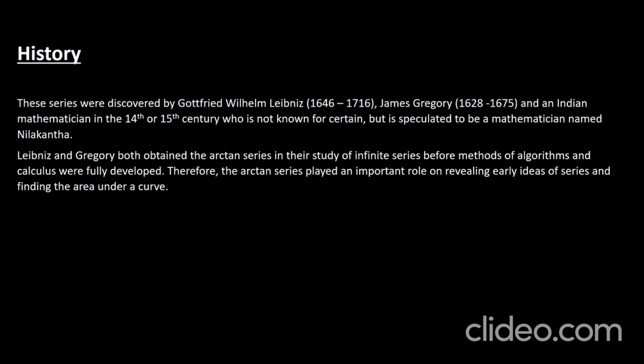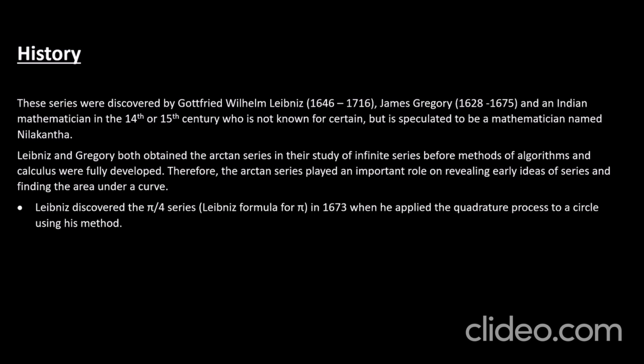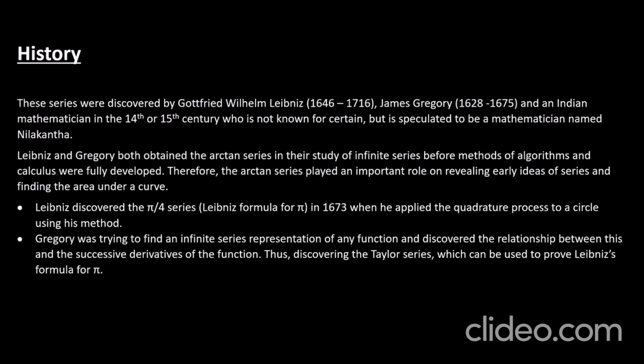Leibniz and Gregory both obtained the arctan series in their study of infinite series before methods of calculus were fully developed. Therefore, the arctan series played an important role in revealing early ideas of series and finding the area under a curve. Leibniz discovered the Leibniz formula for pi in 1673 when he applied the quadrature process to a circle using his method.